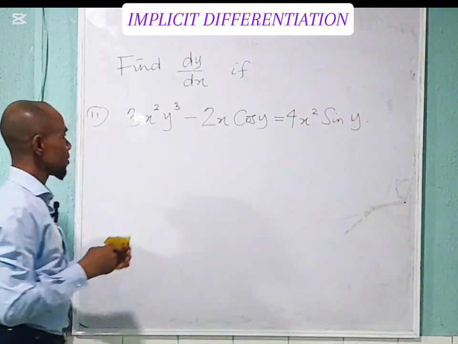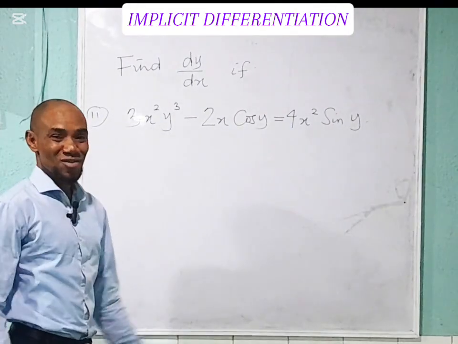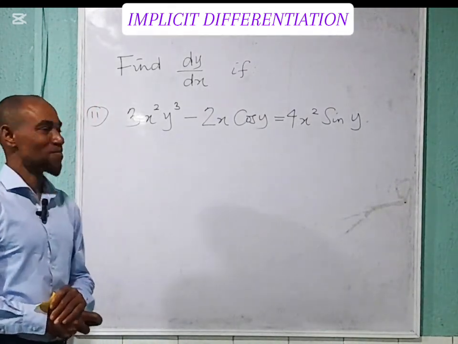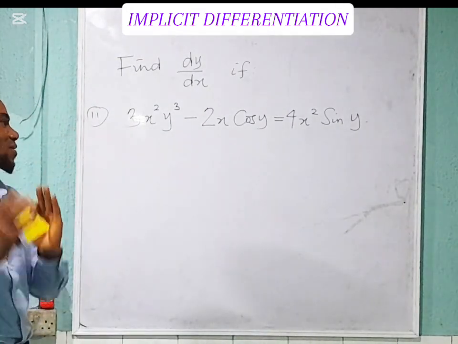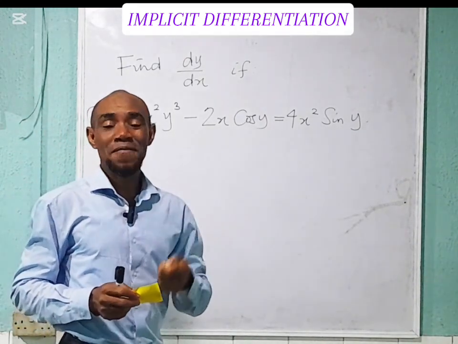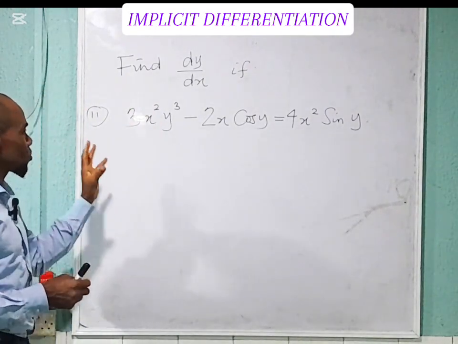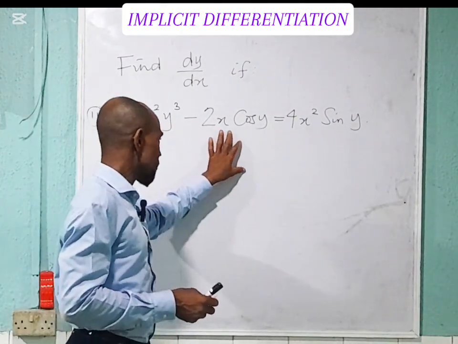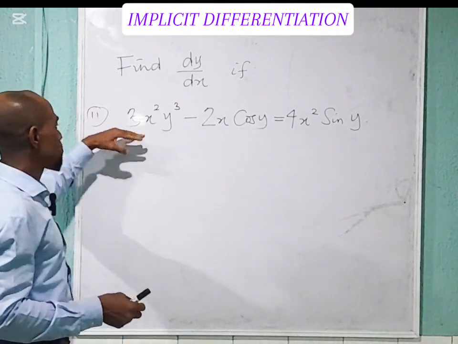Fantastic. Okay. Now again, this is clearly a matter of implicit differentiation because we cannot express y explicitly in terms of x. So what you need to do is to just hit the ground running by differentiating term by term. But bear in mind, once you differentiate a y function, you must instantly follow with a dy/dx. For in this question, we have products. We have triple product here. 3x squared y cubed is a product. 2x cos y is a product. 4x squared sin y is also a product.